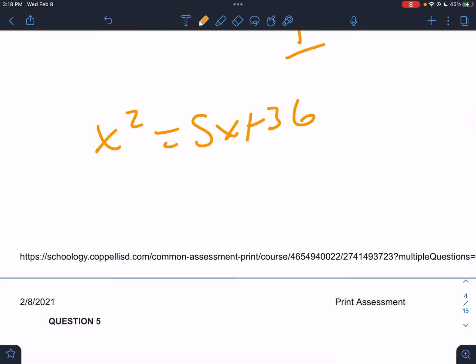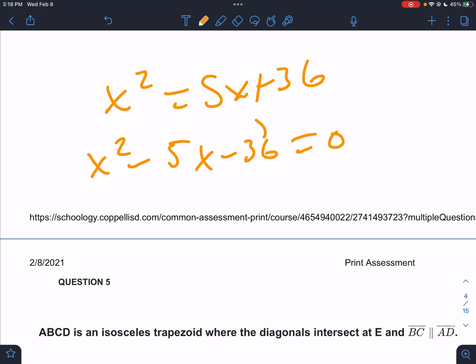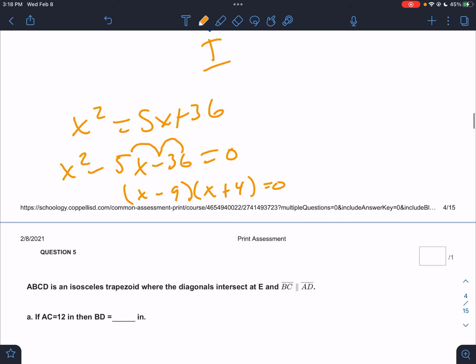So this is a quadratic. You need to make one side 0. So we're going to subtract 5x. We're going to subtract 36. And then what factors of 36 subtract to equal 5? It's going to be 9 and 4. I want the answer to be negative 5. So it's going to be minus 9 plus 4. So x equals 9 and negative 4.